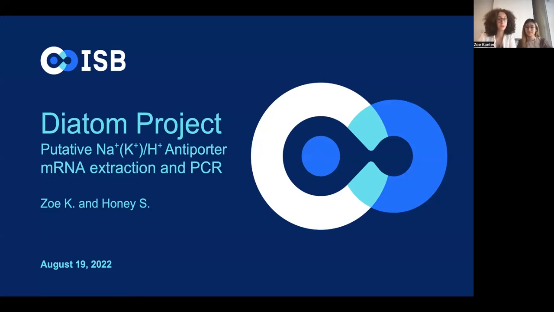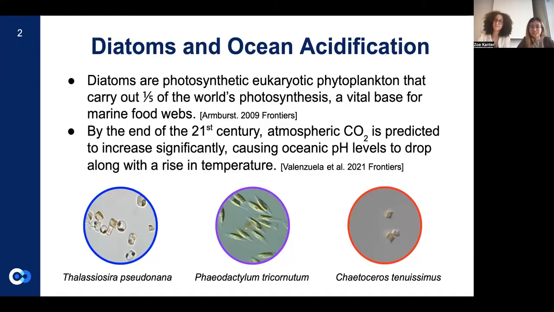We focused on this putative antiporter and mRNA extraction in PCR. Our project is centered around phytoplankton, eukaryotic organisms called diatoms. These diatoms do photosynthesis, so one of their main food sources is nitrogen. They take in this nitrogen, they undergo photosynthesis, and one of their products is organic carbon. This organic carbon is then consumed by other marine organisms, which means that these diatoms are one of the very important food sources in marine ecosystems.